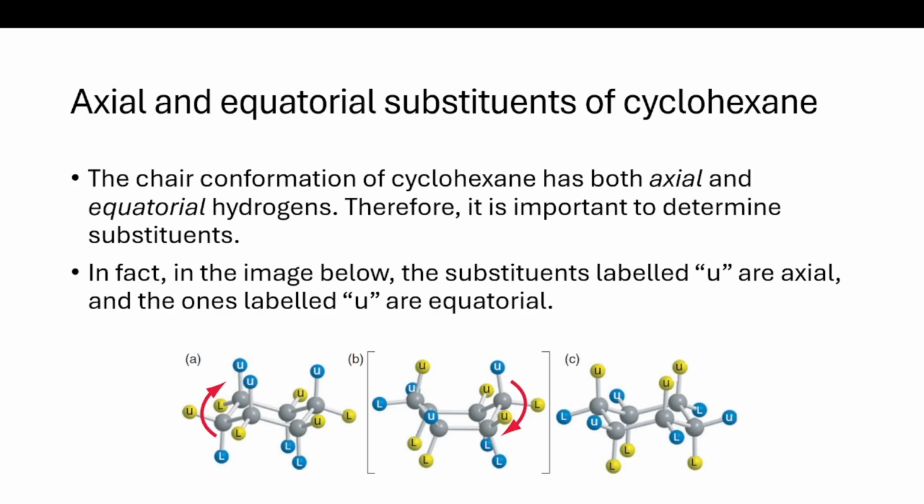Now, if we just look at the chair conformation, right, we have both axial and equatorial hydrogens, which we can use to differentiate substituents. So for example, in this image labeled below, let's just look at A, right? That's going to be our chair configuration. The substituents that are labeled U are axial, and I accidentally put U there, but the ones labeled L are equatorial.